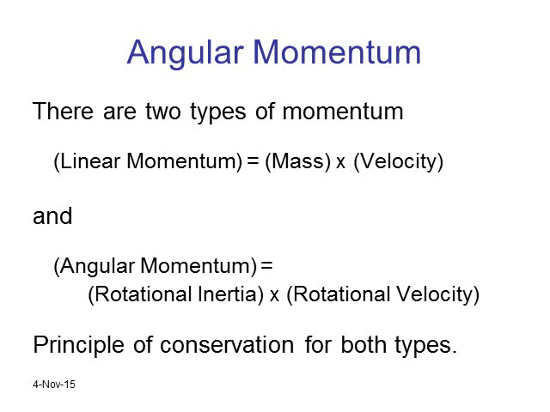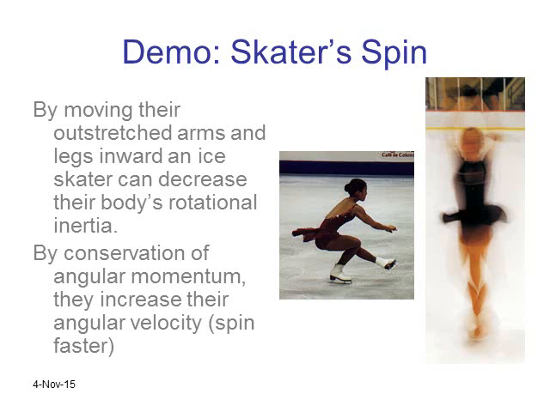So just like in regular momentum, you have mass times velocity. In angular momentum, you essentially have inertia times rotational velocity. The inertia is caused by the mass and the distribution of that mass. And then you have the rotational velocity. So let's look at this in practice.